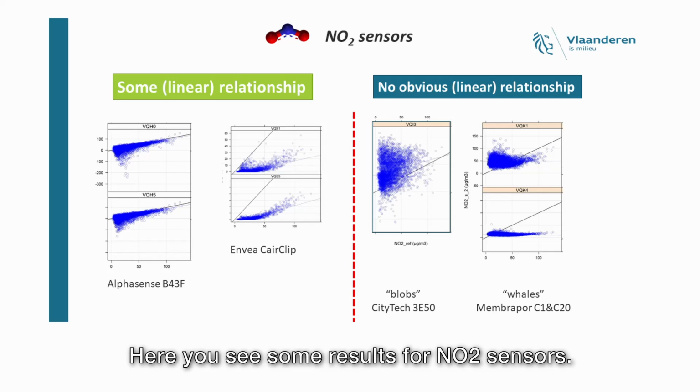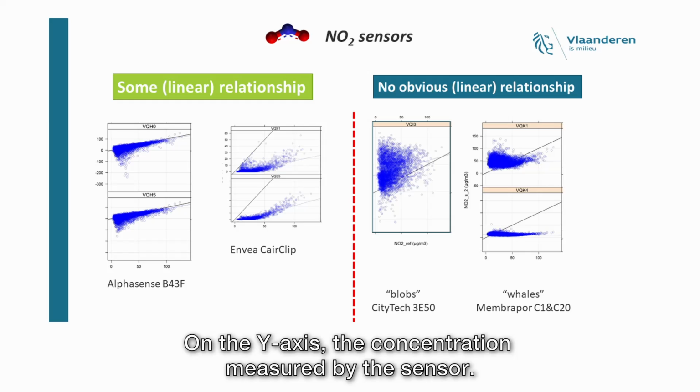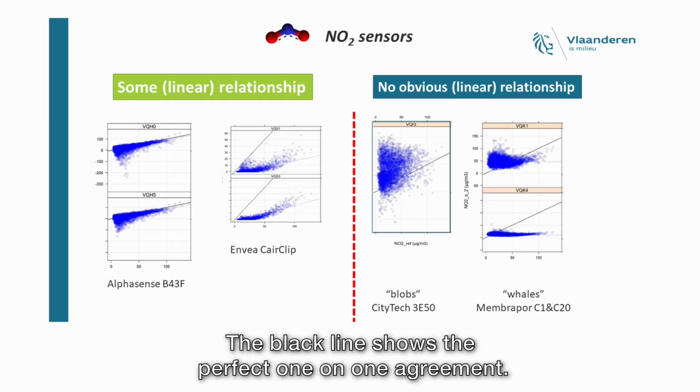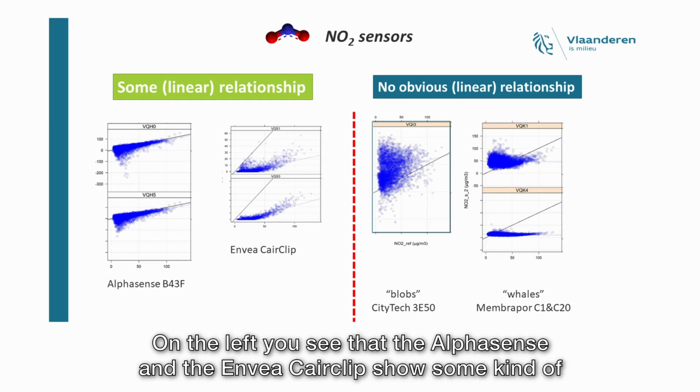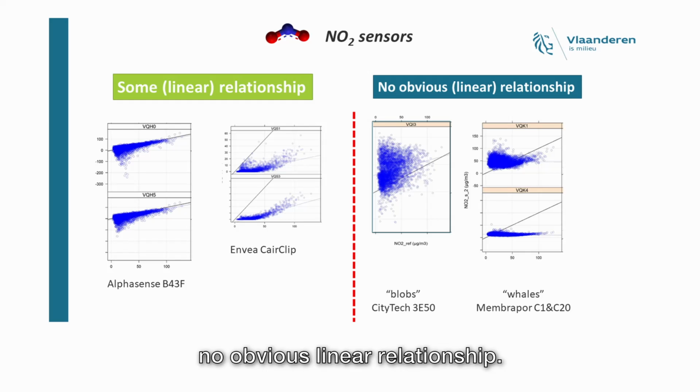Here you see some results for NO2 sensors. On the x-axis, we have the NO2 concentration measured in the reference station. On the y-axis, the concentration measured by the sensor. The black line shows a perfect one-on-one agreement. On the left, you see that the Alphasense and the NVEA Care Clip show some kind of linear relationship, while on the right side, the CityTech and the Membrapore show no obvious linear relationship. You see shapes like blobs and whales.